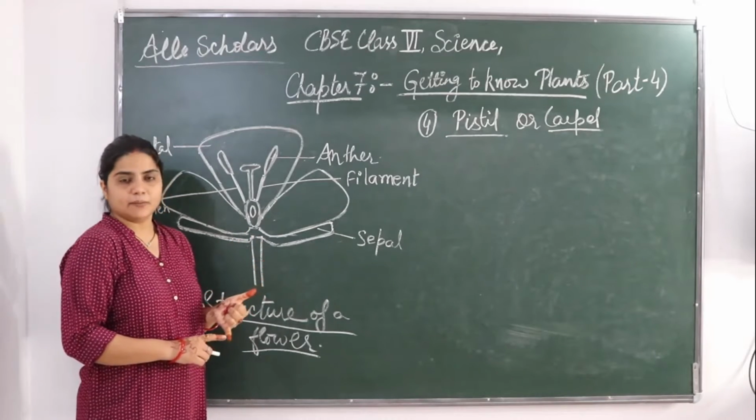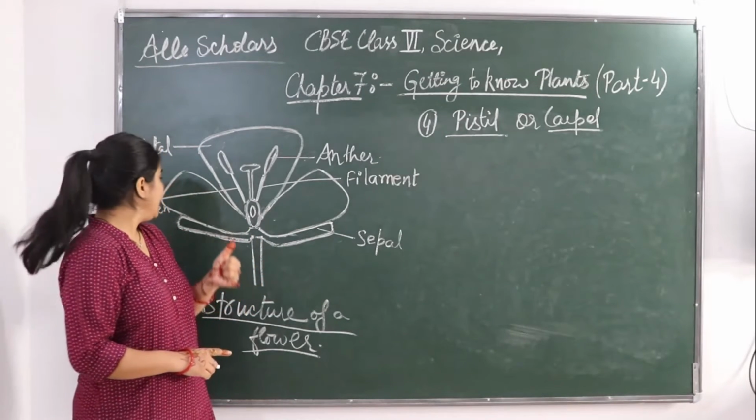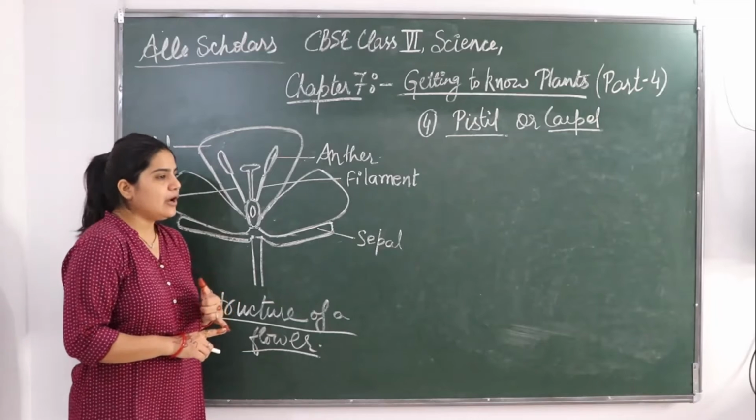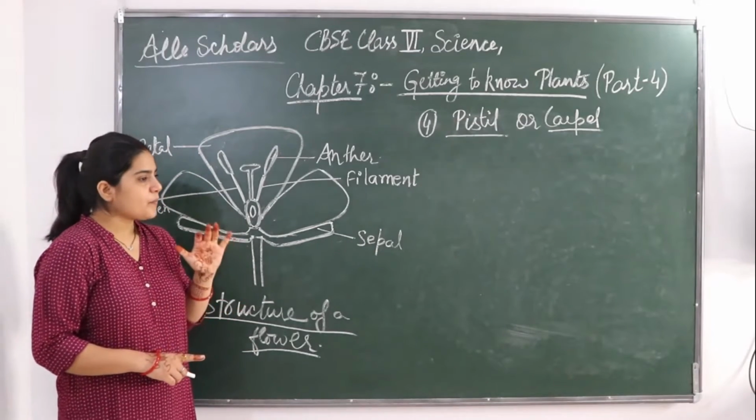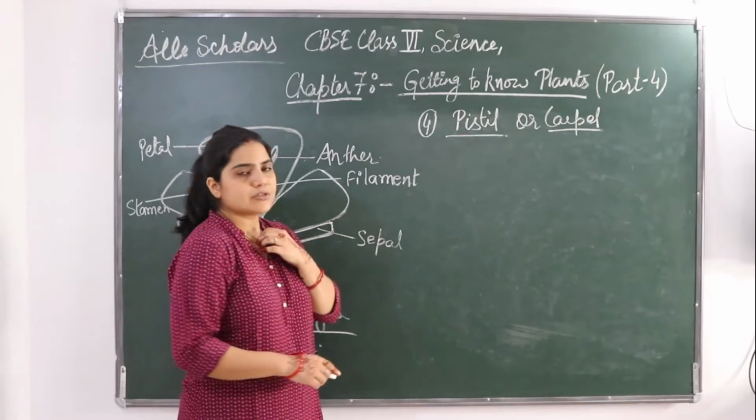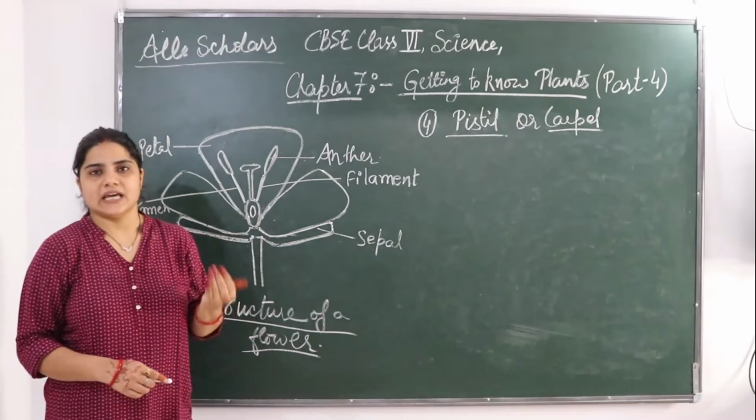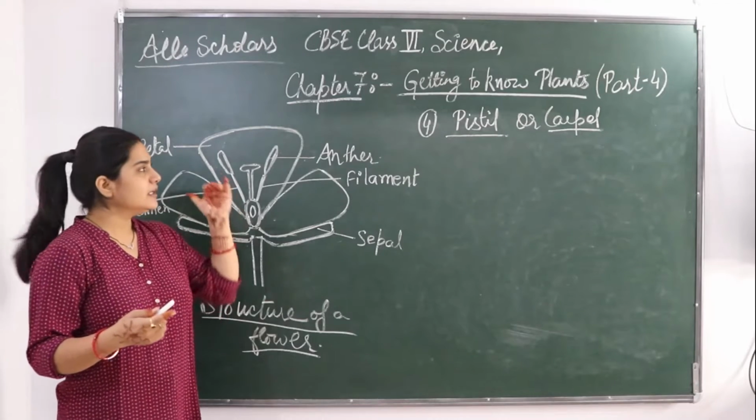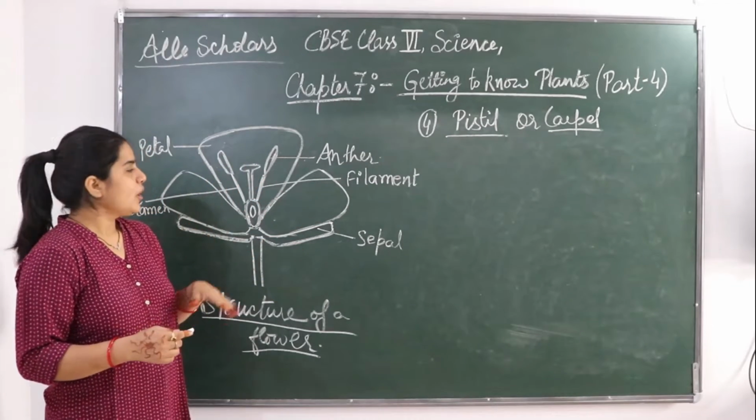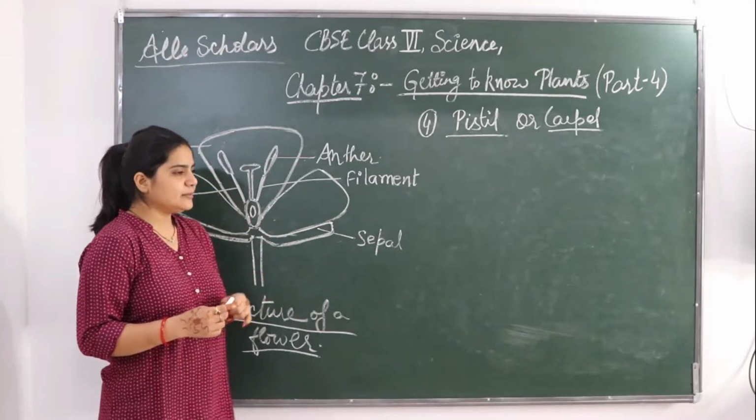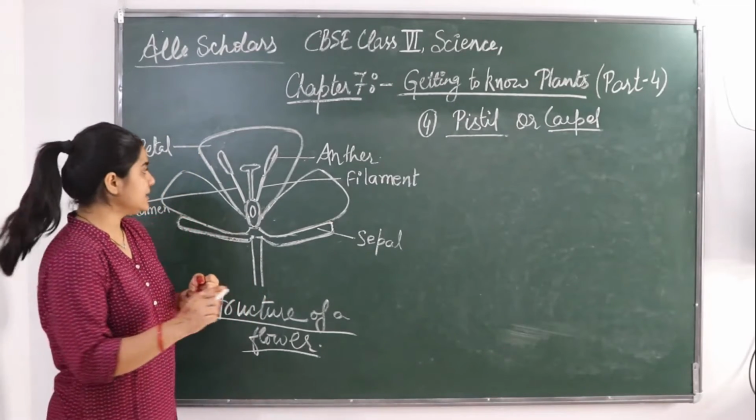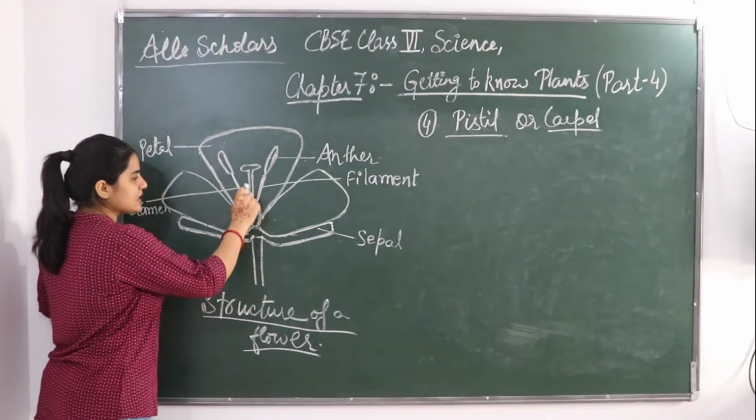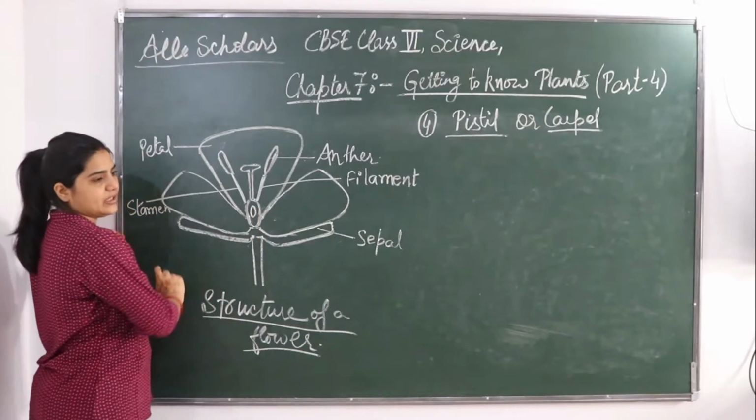The second thing is that it is the female reproductive part. We have seen that the stamen is a male reproductive part, and this pistil is a female reproductive part of a flower, or you can also call it the female stem. Okay, like the stamen was called the male stem. Now this pistil can further be divided into three parts: the stigma, style, and ovary.